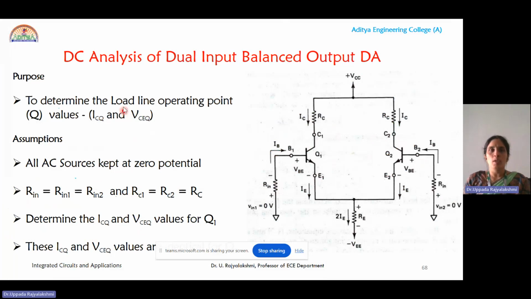Now, because we are going to evaluate the DC analysis, that is nothing but the operating point characteristics or Q point characteristics, which is the collector current IC and the output voltage VCEQ, that is collector to emitter voltage. So these are the output characteristics or quiescent point characteristics or operating point characteristics.